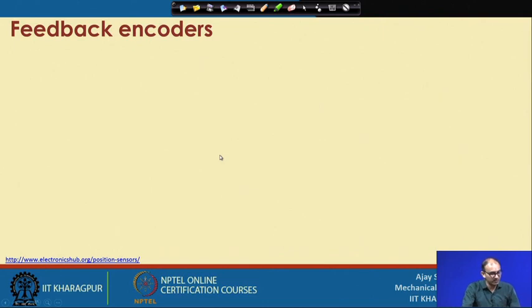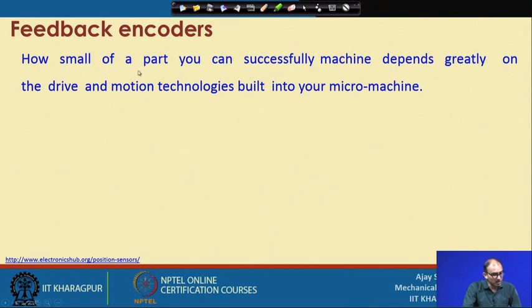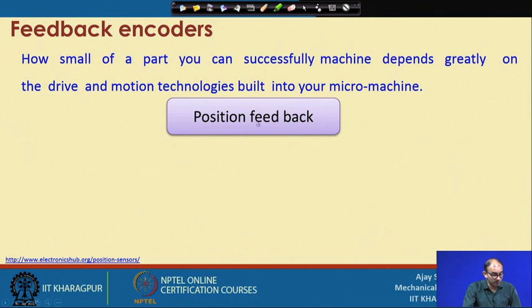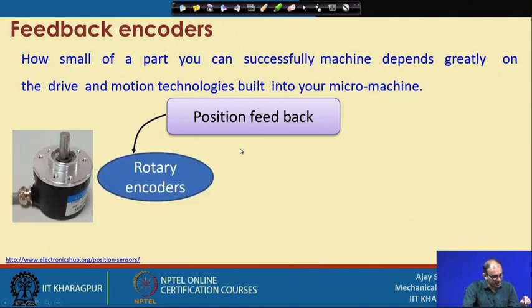So, let us discuss the feedback controllers, what feedback encoders are available. How small a part you can successfully machine depends greatly on the drive and the motion technology built into your micro machine. So, there is position feedback. Position feedback means we have two kinds of position, one is the linear position, one is the rotary position. In that way we have two encoders, one is called the rotary encoder, which will measure the rotary position or the rotational direction. Other than rotary position, you can also get the linear position by the rotary encoder, we will see that.